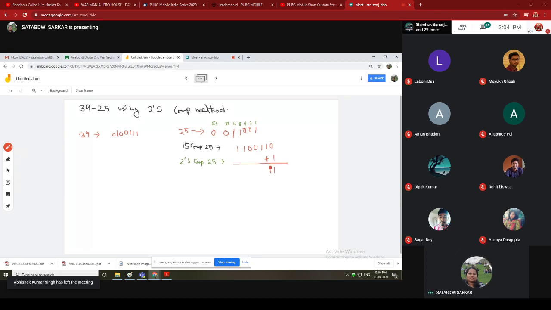So it becomes 1 1 0 0 1 1 1. This is minus 25, or it is a negative value. We can say that this is negative 25.